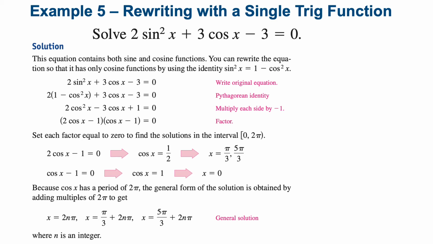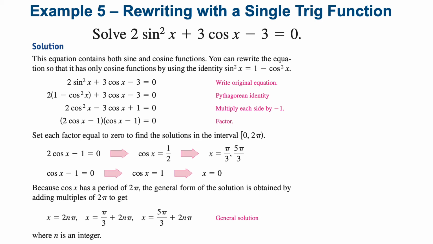By adding 1 to both sides of the equation, where does cosine x equal 1? Well, that's at 0, right? And because it has a period of 2 pi, we're talking in general, we add 2 pi n to each one.